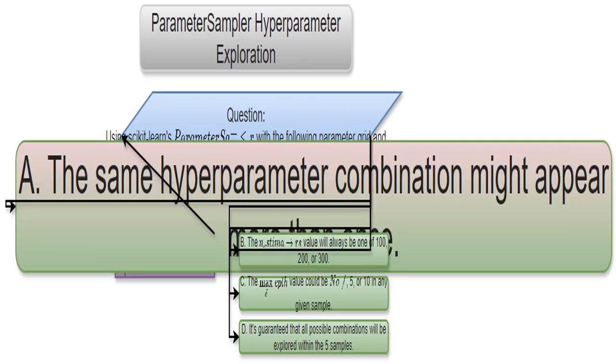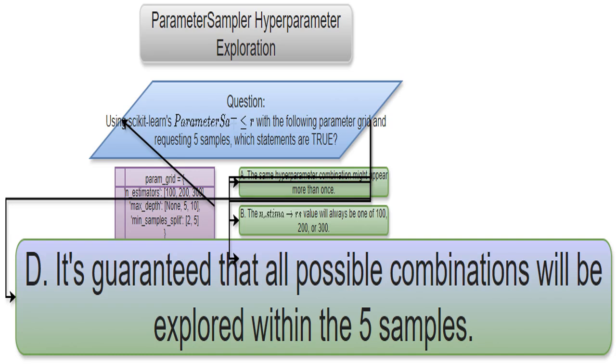This statement is asking if ParameterSampler could pick the same setting combination more than once. Since we're only asking for 5 combinations out of 18 and it is random sampling, it is possible. So, this is true. This asks if we are guaranteed to test every possible combination of settings.